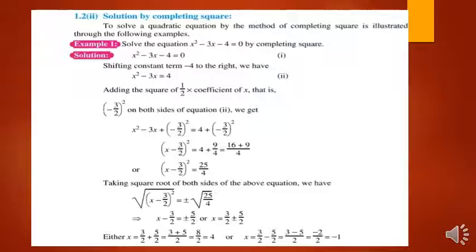Now we find the value of x, so that's why we shifted the constant term to the right hand side. x is equal to 3 by 2 plus minus 5 by 2. Now you can simplify it, x is equal to 4 and x is equal to minus 1 is the solution set.